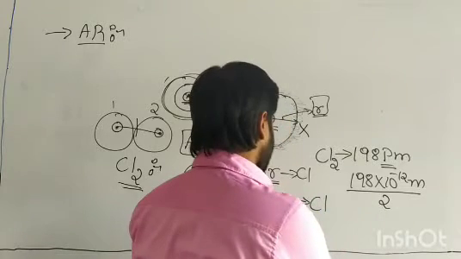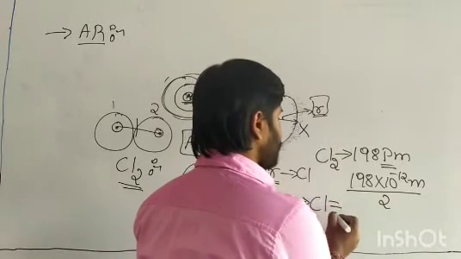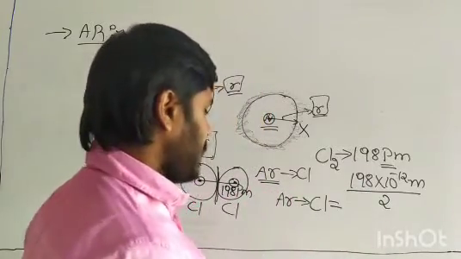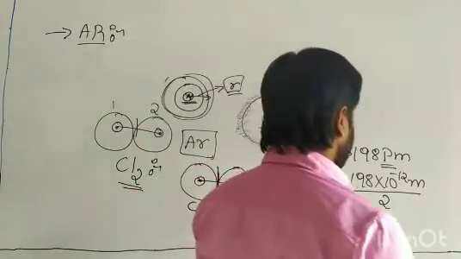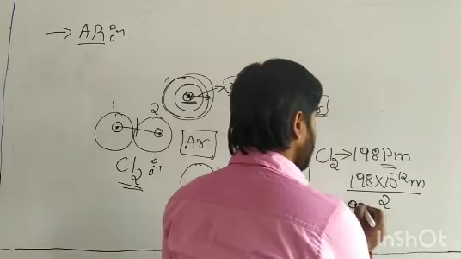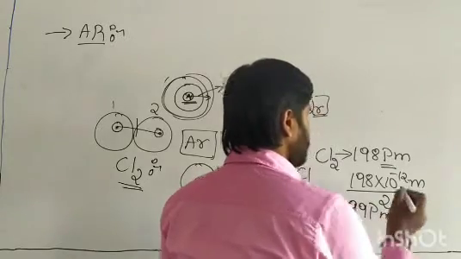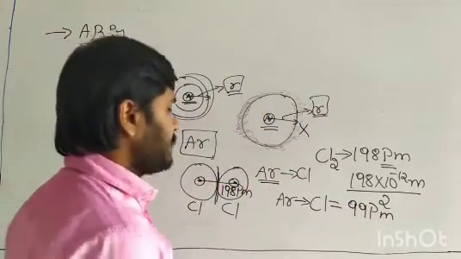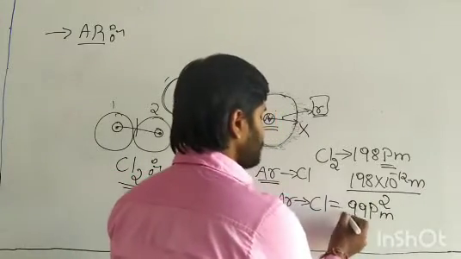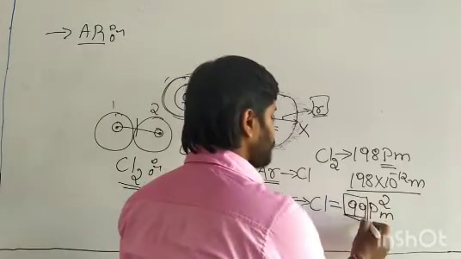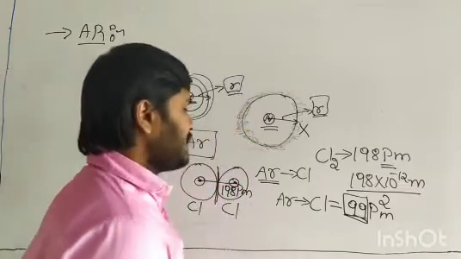The atomic radius for chlorine will become what? 198 divided by 2 means what? Here, 99 picometer. 99 picometer. You got this? Now this is the distance, or the atomic radius, of your single chlorine atom.